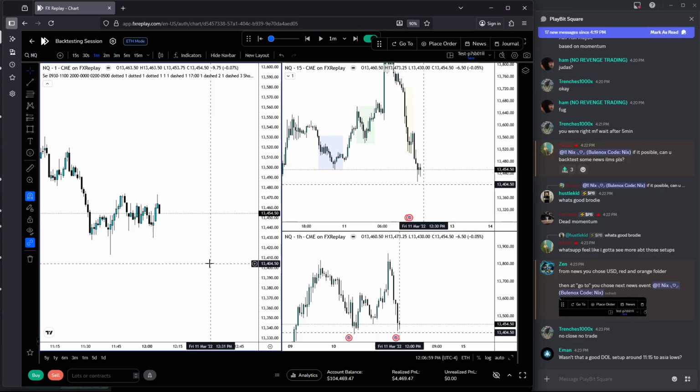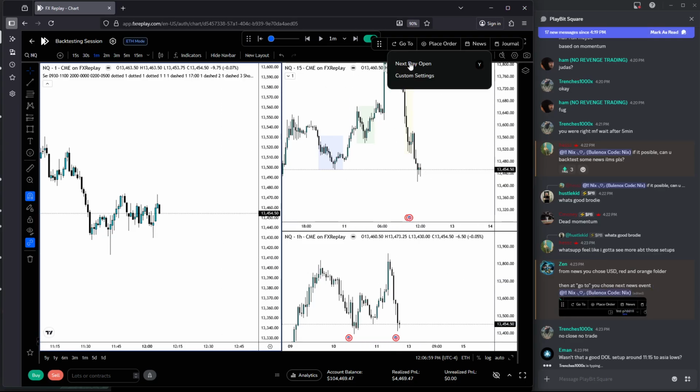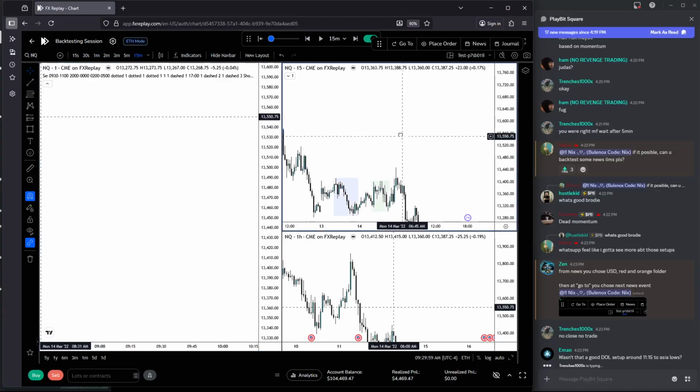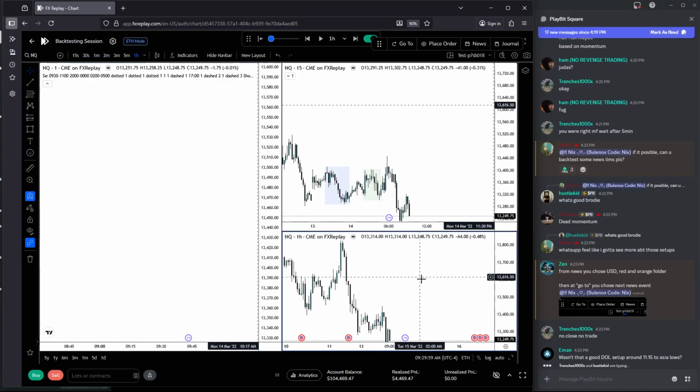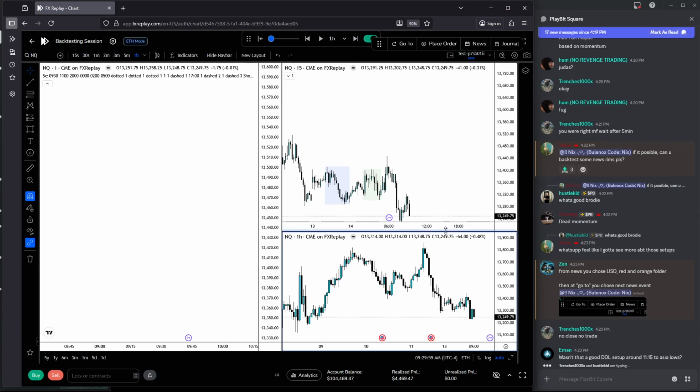Remove drawings and let's let price move out to the next day. Okay, what do we do now? Reset chart. What are we looking for? What are we looking for? The most important thing on the hourly, fast. Tell me. Keep it active.